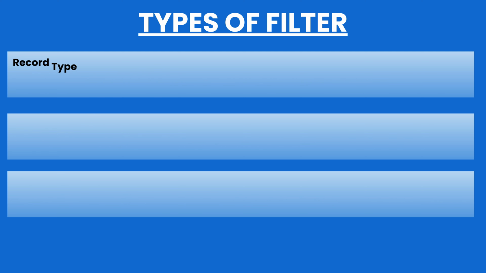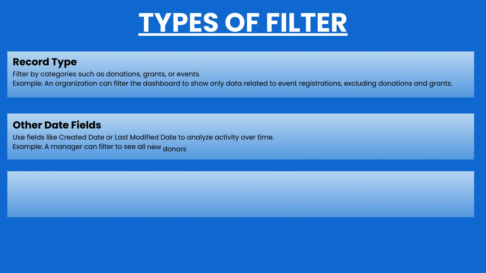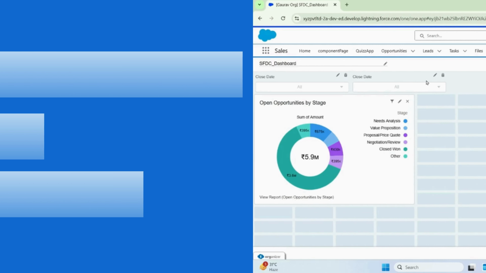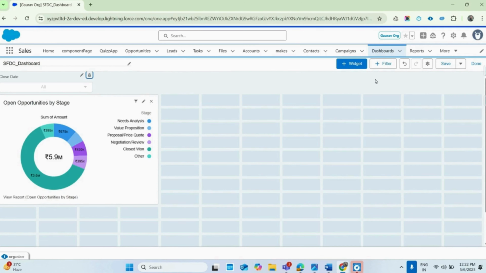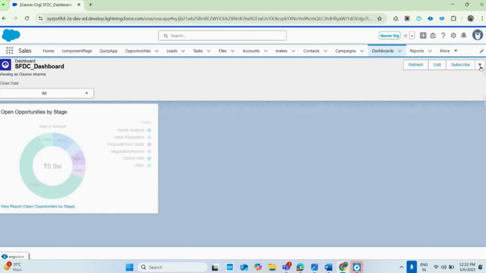Record type: filter by categories such as donations, grants, or events. Other date fields: use fields like created date or last modified date to analyze activity over time. Custom fields: filter by any unique data points your organization tracks. Combining these filters lets users explore data in the way that's most useful for them, making dashboards clearer and more effective for decision-making.